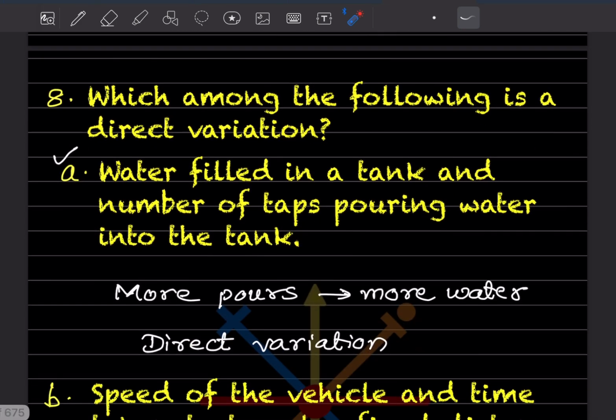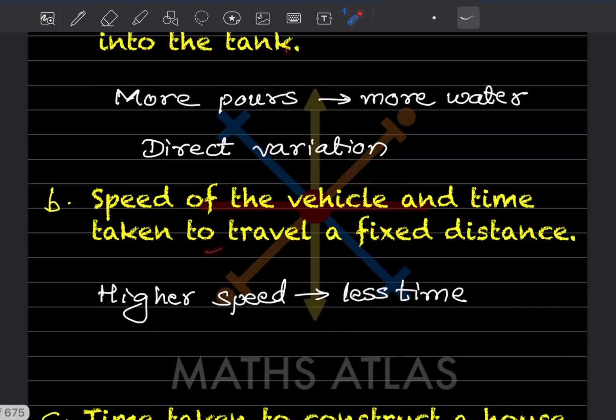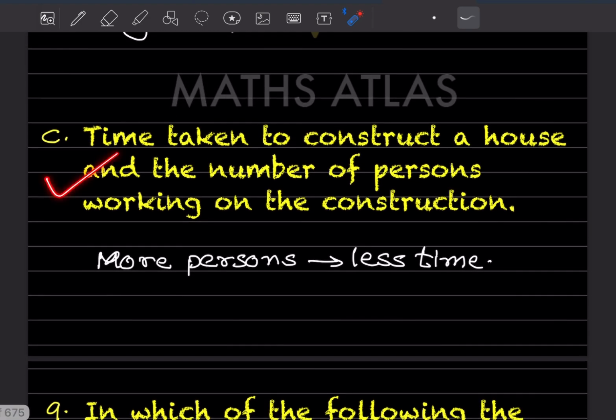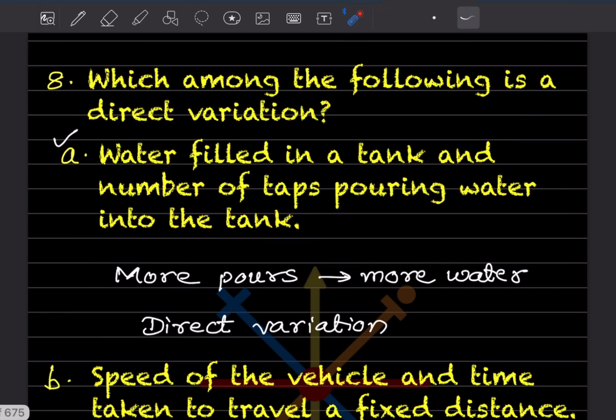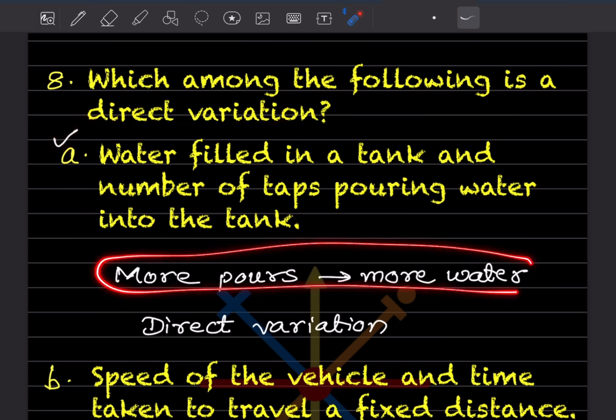Which among the following is a direct variation? So now we will see this 1, 2 and this 3. Here we can see water filled in the tank and number of taps pouring water in a tank. More taps means more water, so both are more. So it is going to be direct variation. So this is the correct option, it fits this criteria.